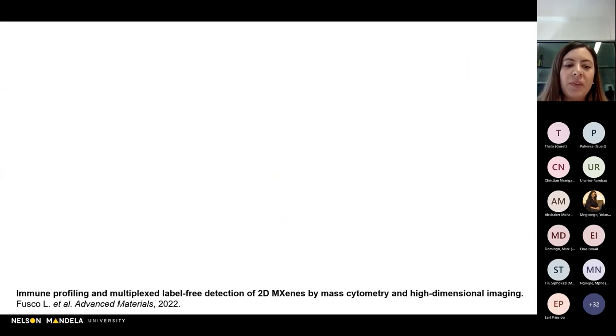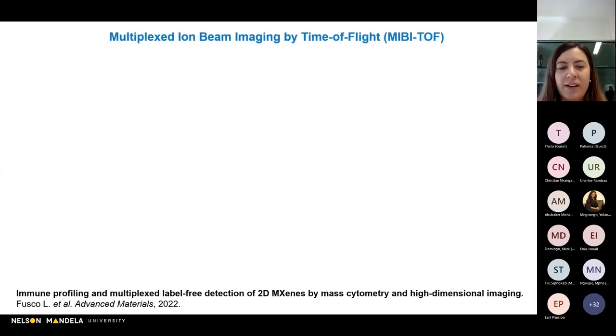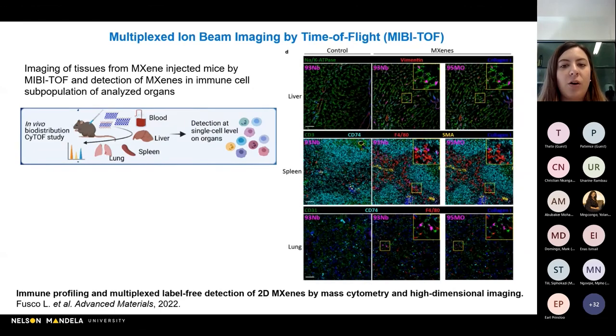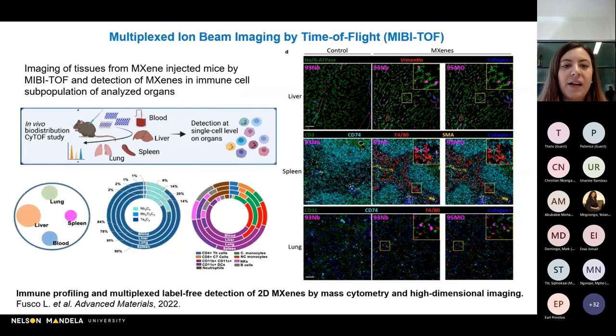So after this, we decided to move a step forward, and we performed the imaging of tissues coming from MXene-injected mice. We performed the analysis on liver, spleen, and lung, and what we obtained was the tracking of these nanomaterials inside all these tissues. At the end of these tests, we decided also to detect the MXenes at the single cell level, considering the immune subpopulations of all the organs analyzed.